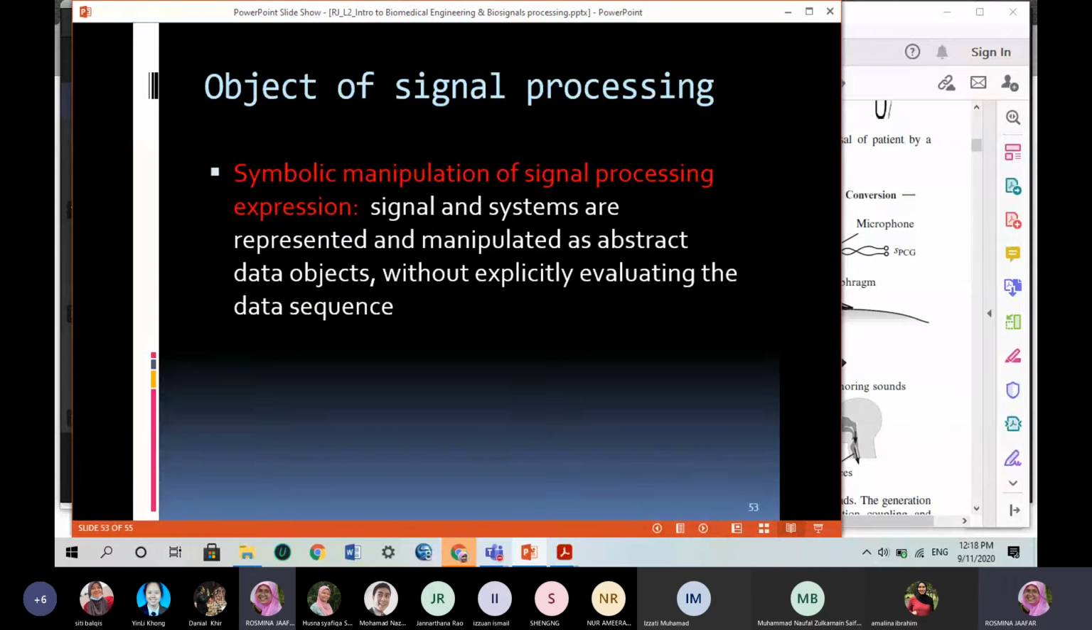The symbolic manipulation of signal processing expressions: signals and systems are represented and manipulated as abstract data objects without explicitly evaluating the data sequence. So this is not direct, it is more of symbolic meanings. Rarely do we use symbolic manipulation.